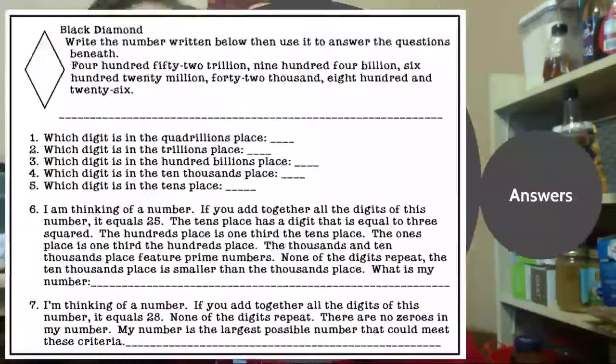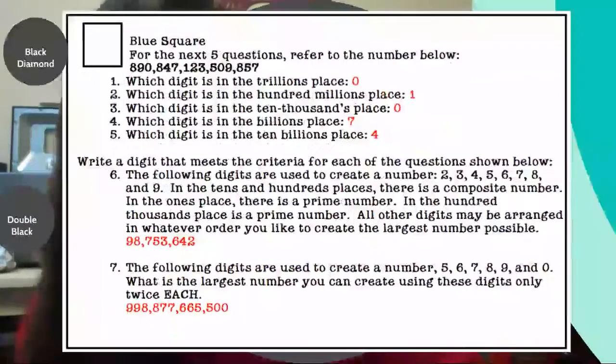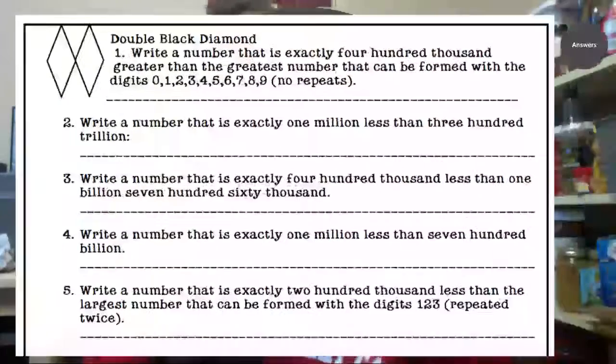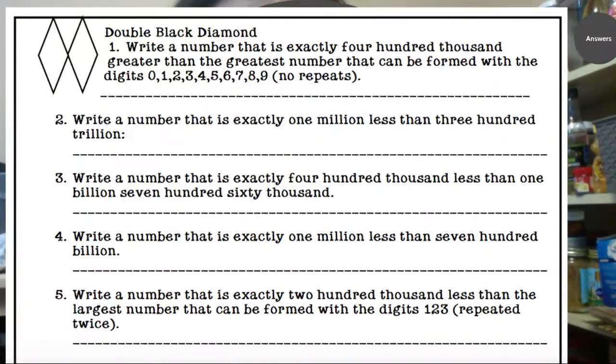Okay, so that is all that you're required to do for today. If you want to do the double black diamond instead of IXL, that's what I'm doing next. So you don't have to do the double black diamond, only if you do not wish to do IXL. So our double black diamond says write a number, but these are more like puzzle types. So they're kind of fun.